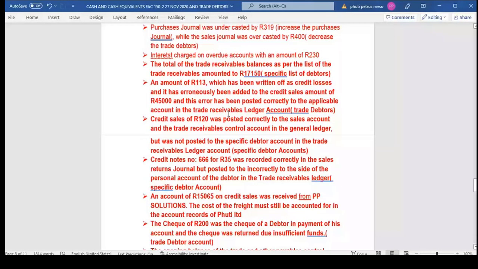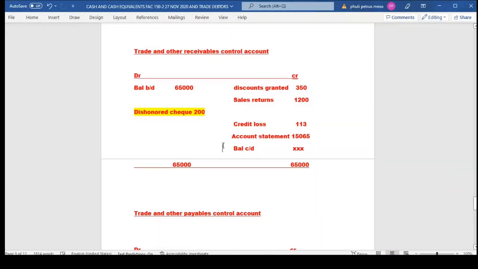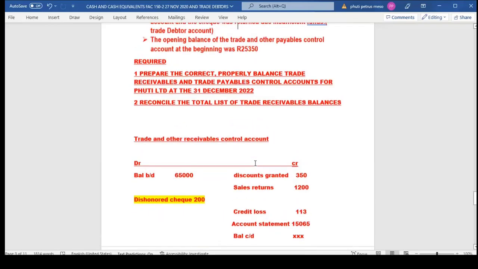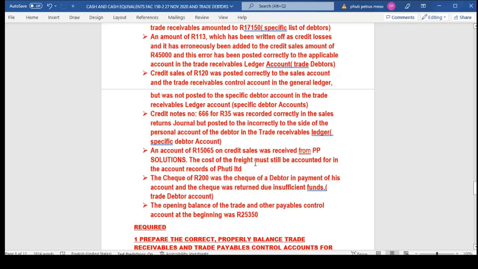It has been erroneously added to the credit sales amount of 45,000 rand, and this error has been posted to the applicable trade receivables control account. Okay. So we had 45,000 rand in the 65,000 rand. That's fine. All right. There is an account statement. They sent us the statement with an amount of 15,065. That was just a reminder. Sorry, it's not that we have paid that amount of money, but it was treated as a reminder that we still owe these people the amount of 15,065.